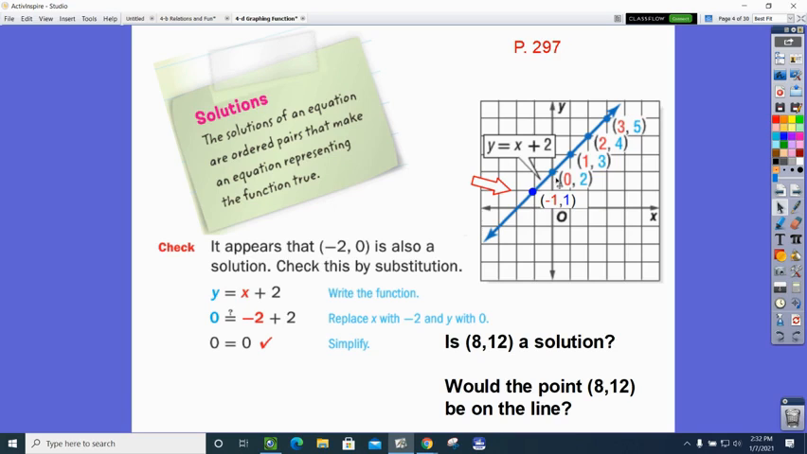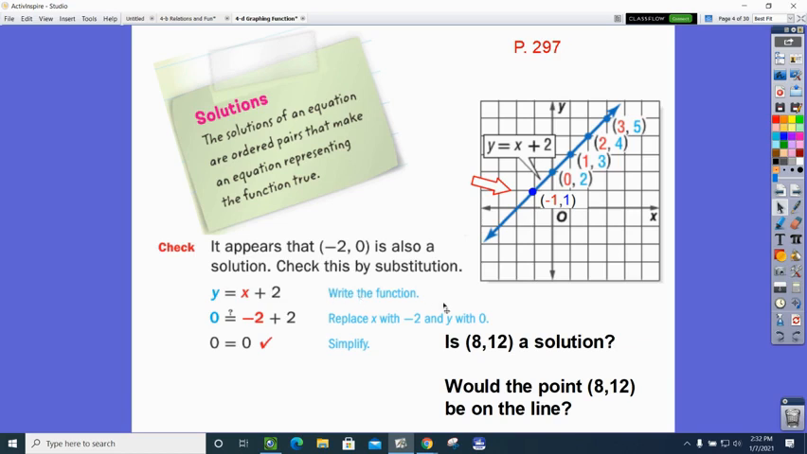Now, you don't have to graph it to know if something is a solution. It's kind of like doing a check when we were solving equations, but this time we have to plug in -2 for x, and we would have to plug in 0 for y. And if you do the math, -2 plus 2 is 0, and since that works, that is a point on the line. So you wouldn't even have to graph it. You could just use the function rule.